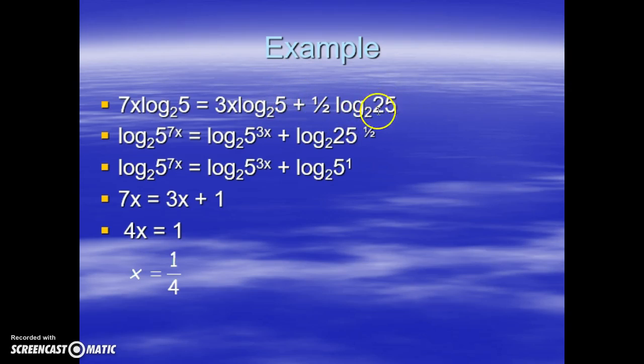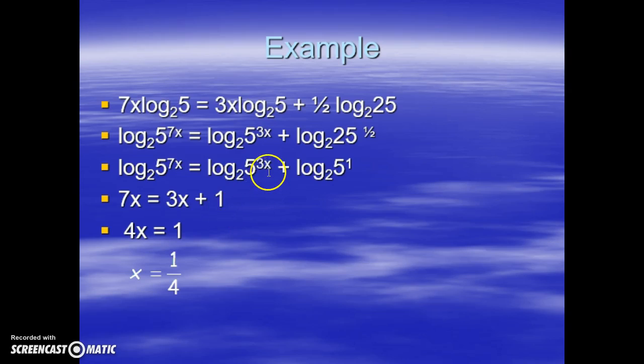And then I recognize that 25 is 5 squared. I can pop the 1/2 up there, and so the square root of 25, or the square root of 5 squared, is just going to leave us with 5. Now there is a property here where we could actually put these two together. So we could multiply these two together.